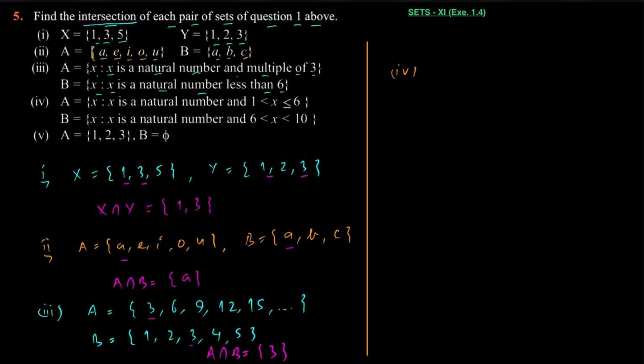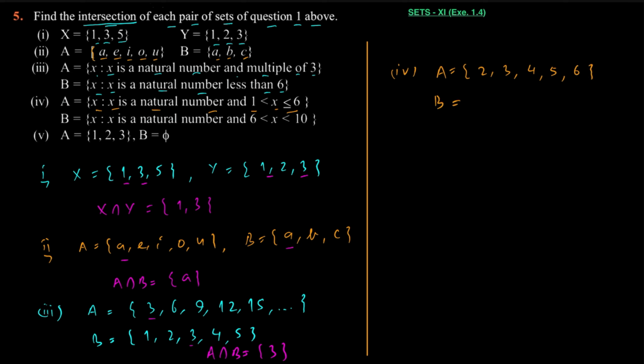Part number 4. Here we are given with a set A where x such that x is a natural number and x is greater than 1 but less than or equal to 6. So in roster form, set A will be having elements which are all natural numbers and are greater than 1 but less than or equal to 6. So the elements will be 2, 3, 4, 5 and 6.